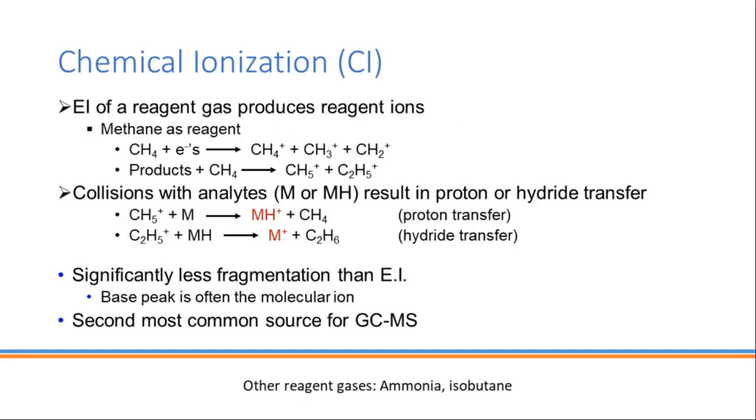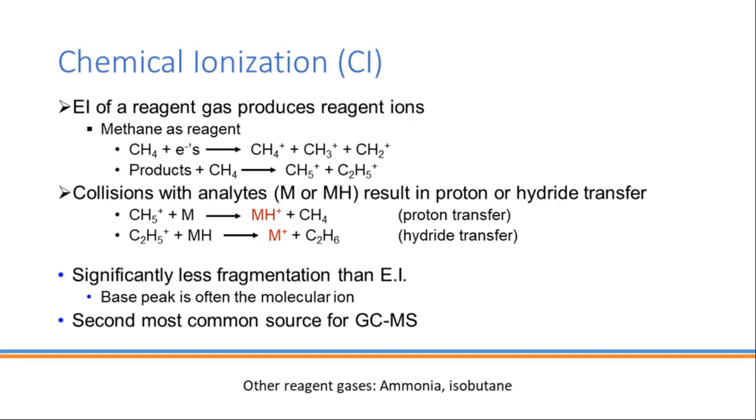Moving on to chemical ionization, the second most common ionization source for GCMS, what we're going to do is take the electron ionization source and flood it with a reagent gas. The most commonly used reagent gas is methane, but ammonia and isobutane are not uncommon. When this methane encounters the electron ionization, it creates a whole series of reagent ions. These reagent ions are then the ones that will interact with the molecules in the effluent from the GC, and they can impart ionization through a variety of different ion molecule reactions.